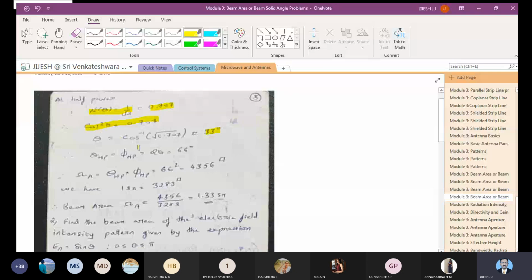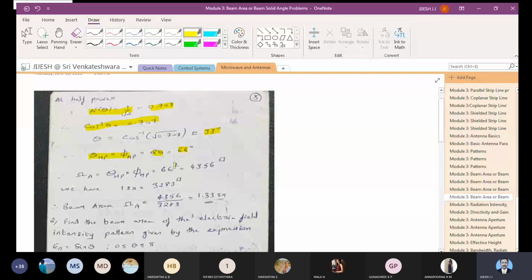In this kind of problems, what we will be assuming is theta half power will be equal to phi half power. So what you are going to take is 2 times theta, or you will get it as 66 degrees. So theta half power will be taken as 33 degrees. We'll assume that theta half power is the same as phi half power. So 33 degrees we will take. Theta half power and phi half power, you will get it as 2 theta, and you will get it as 66. So 66 into 66, you will get 66 square.